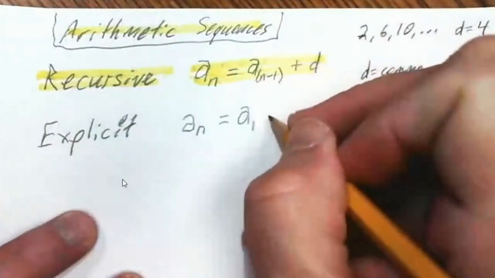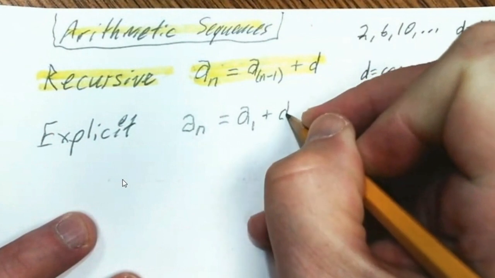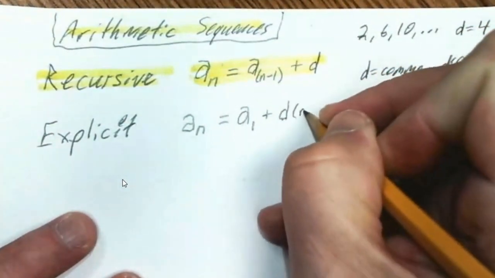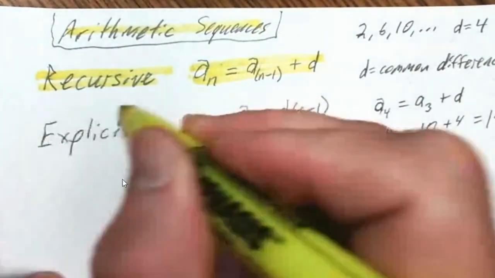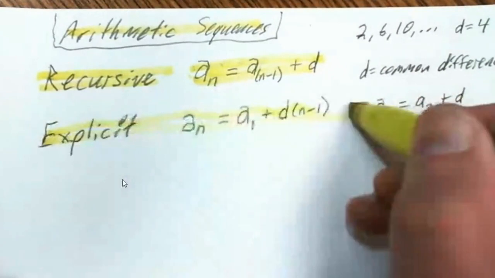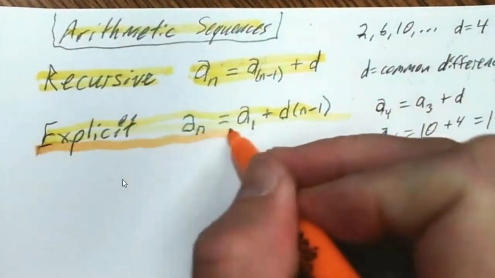So if we multiply the common difference times n minus 1, that will give us explicitly the term. I don't have to figure out every term in between there. In fact, I'll even put a little orange on this one. Explicit.